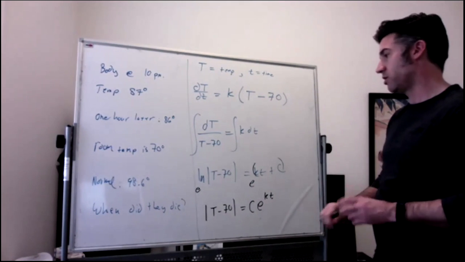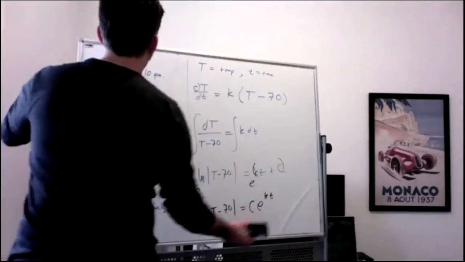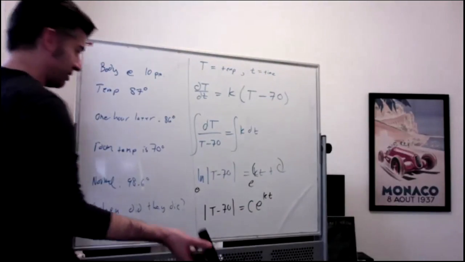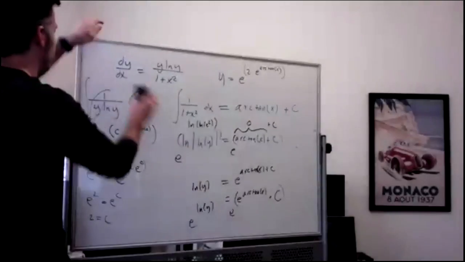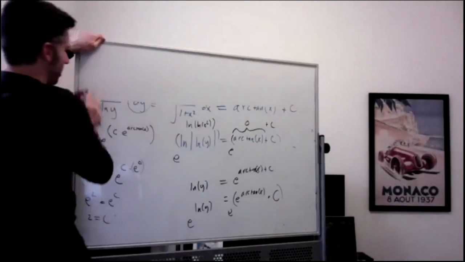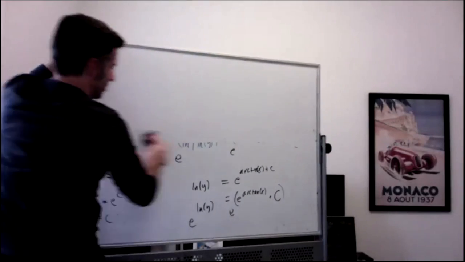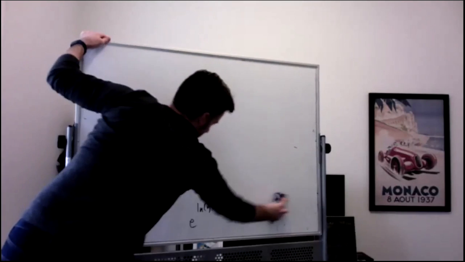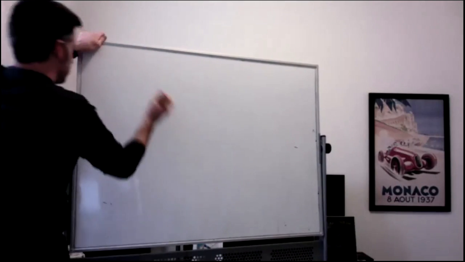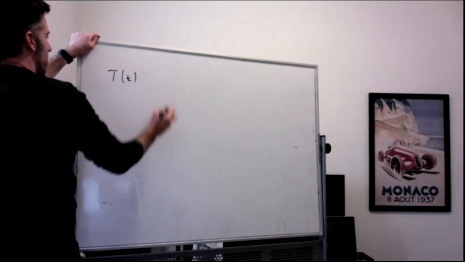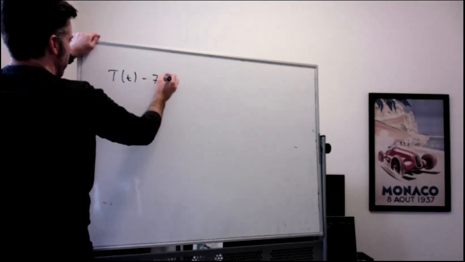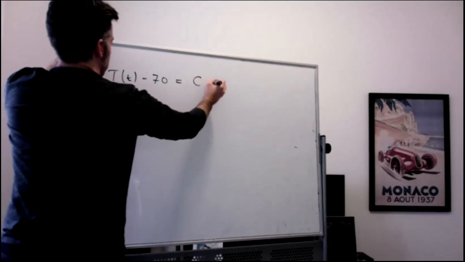All right, so here's our equation. I don't want to erase anything important, so I guess I'll go to the other side here. Don't worry, I'll go back to the other side in a sec. So our equation for the body temperature at some time is: temperature at some time minus 70 degrees equals c e to the kt.